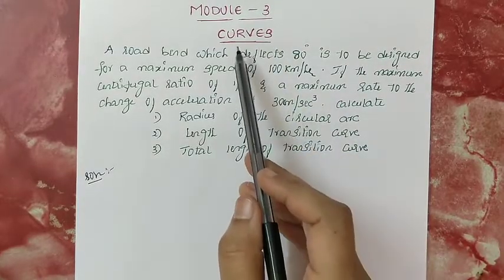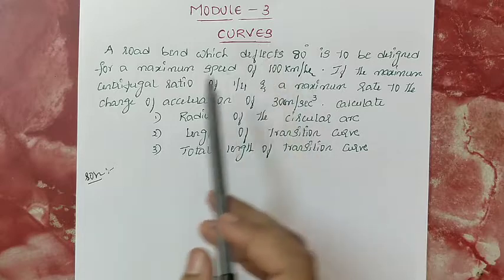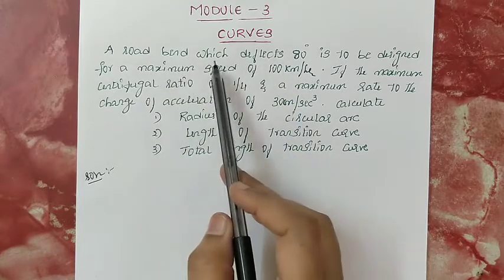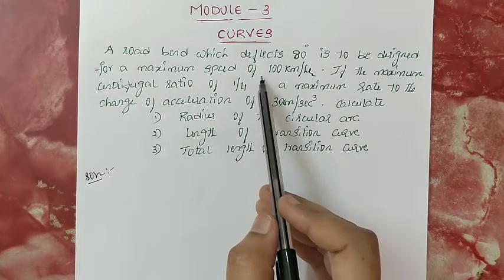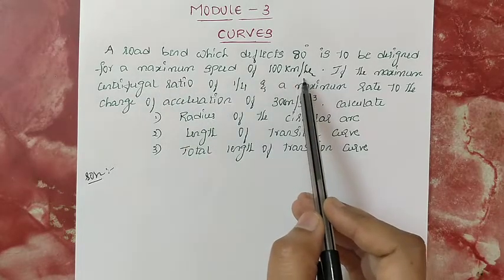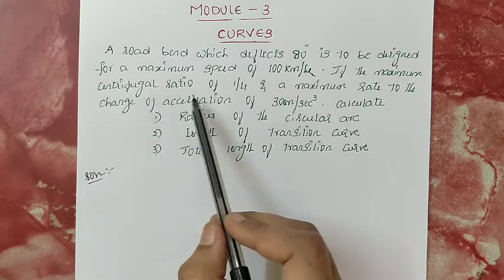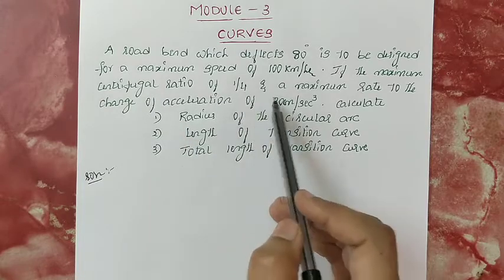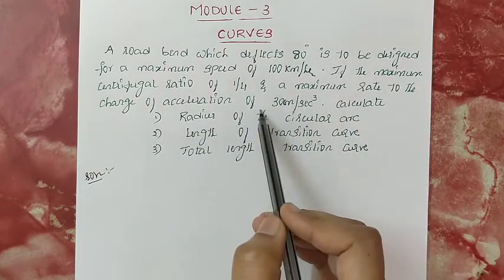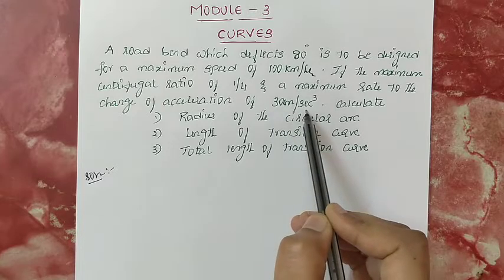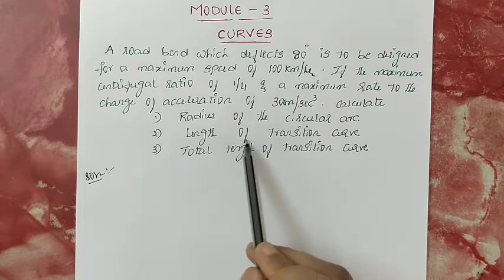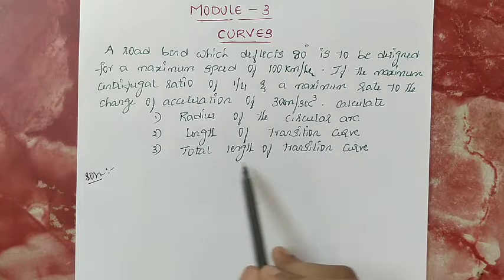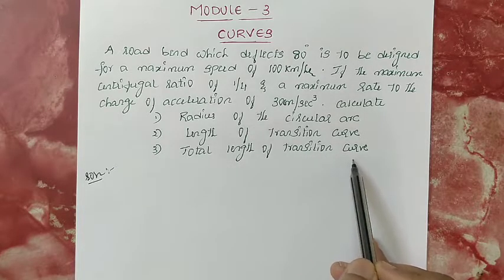Module 3, Curves. A road bend which deflects 80 degrees is to be designed for a maximum speed of 100 km per hour. If the maximum centrifugal ratio is 1/4 and a maximum rate of change of acceleration is 30 cm per second cube, calculate the radius of the circular arc, length of transition curve and total length of the transition curve.